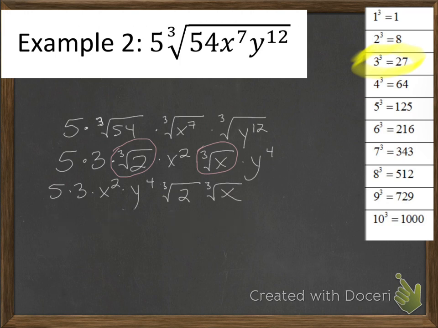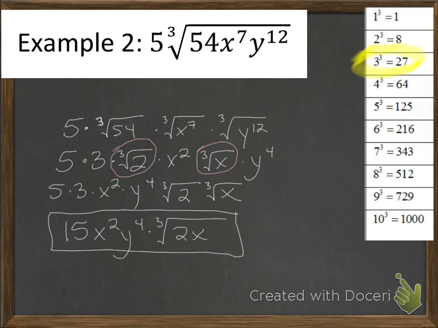All right, well, what can we do now? Well, 5 times 3 is 15, so I can rewrite this as 15x squared y to the fourth. I can then combine 2 and x under the same radical, so then I have times the cubed root of 2x. And this, ladies and gentlemen, is my final answer.